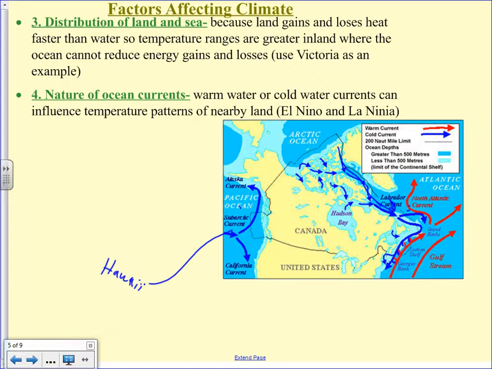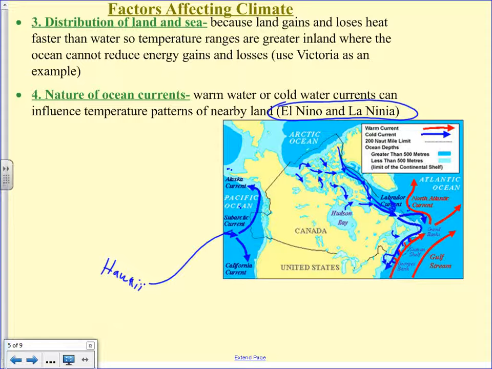Okay, and in some cases this can freeze. Whereas over here you don't see this freeze. Maybe up here you might get some ice up by Alaska and places like that. That making sense? Okay, every once in a while, we get the effects of special ocean currents.